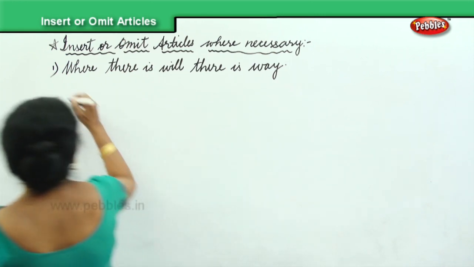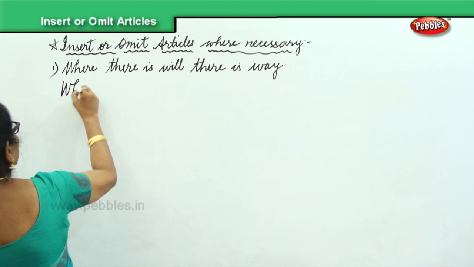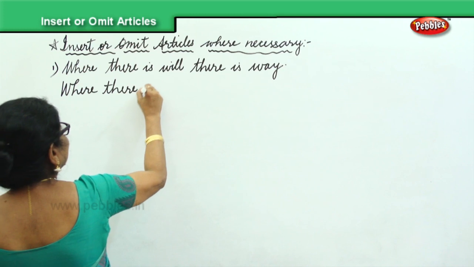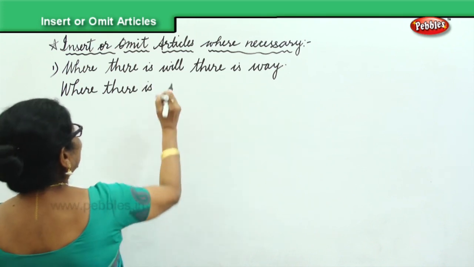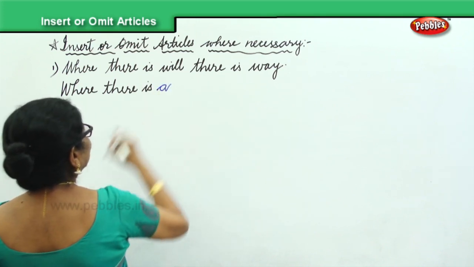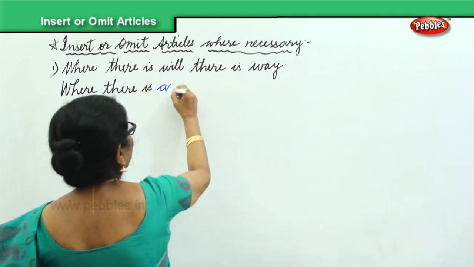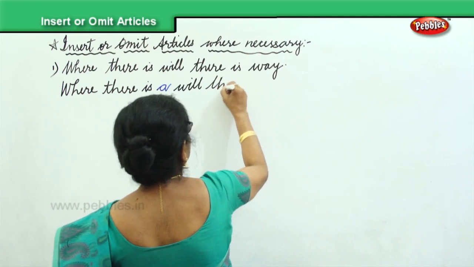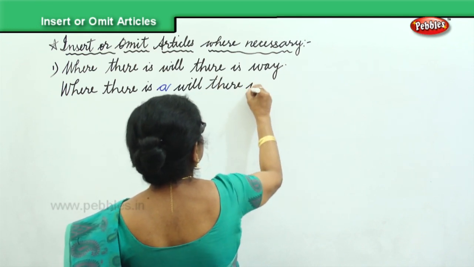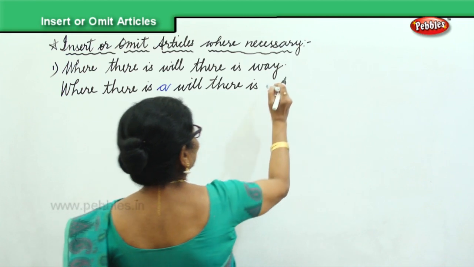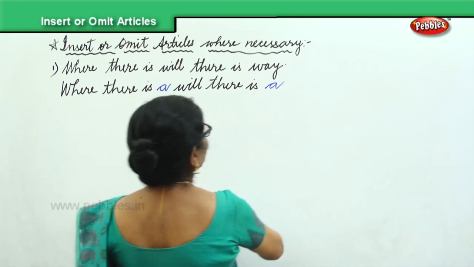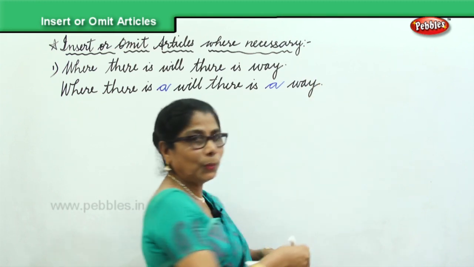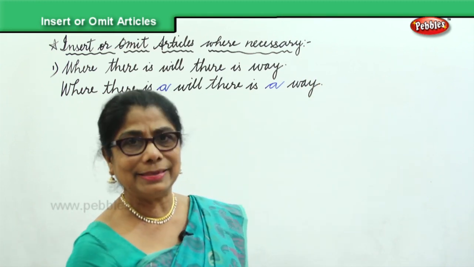Let's do it. Where there is a will. So what are we putting in? Article A. Where there is a will, there is a way. Where there is a will, there is a way. Now you saw? We learned to insert.